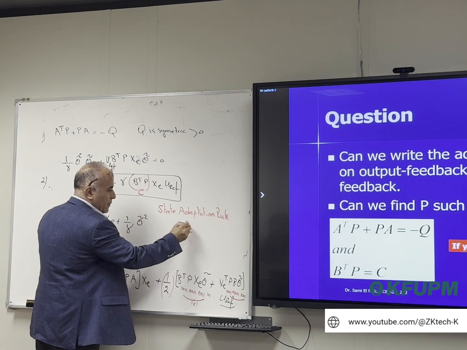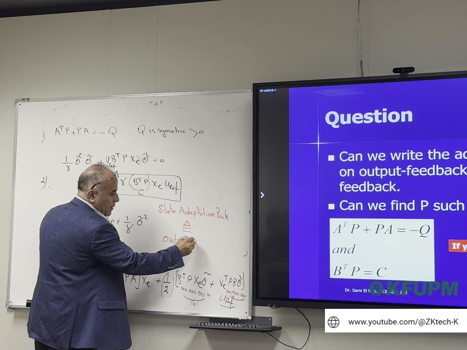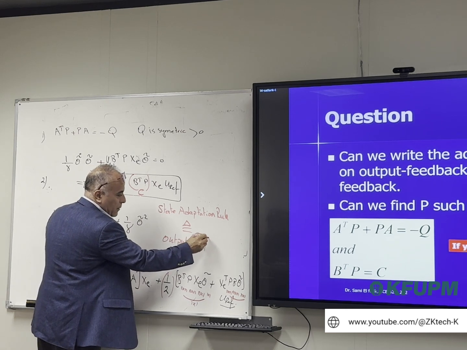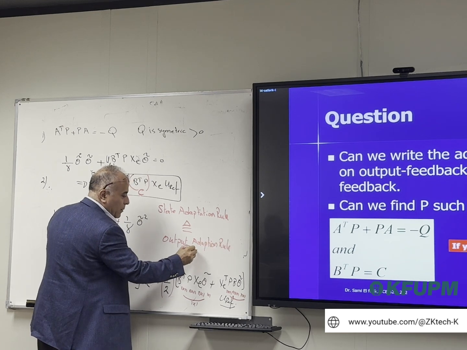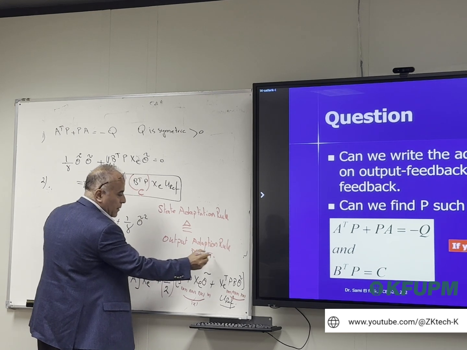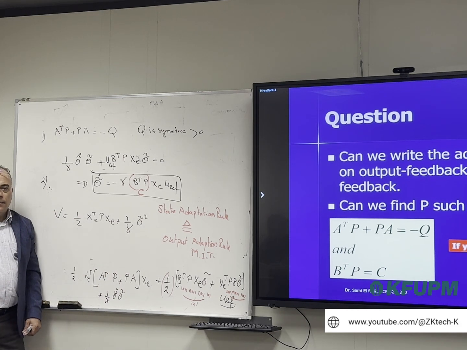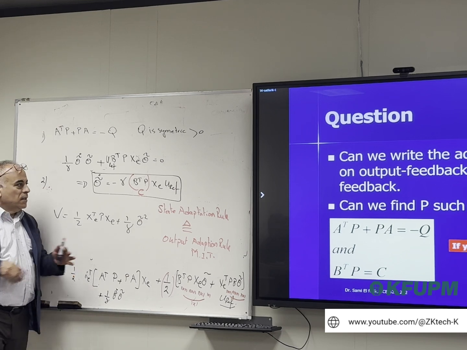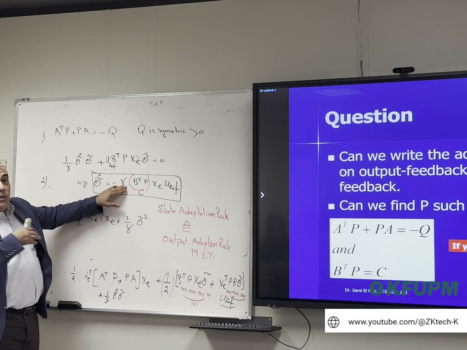equivalent to the output adaptation rule. Output adaptation rule means what? MIT rule, because MIT is based on an output. Is it okay with that? It's clear now? So this condition, we added just, we don't need it.